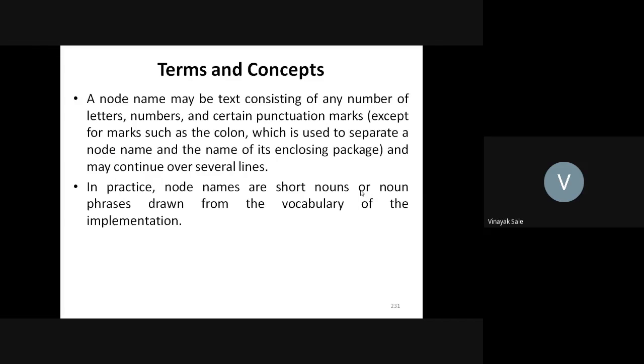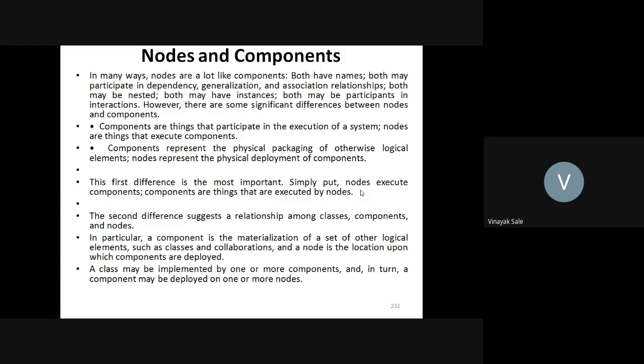What are the terms and concepts regarding nodes or deployment? A node name may be text consisting of any number of letters, numbers, or certain punctuation marks, except a colon or scope resolution. Except for a colon, you can use punctuation marks. In practice, a node name is a short noun or noun phrase drawn from the vocabulary of the implementation.